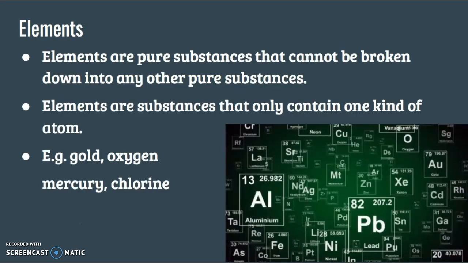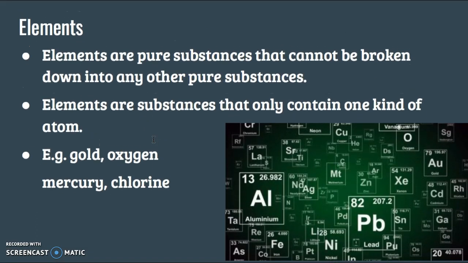So now we're going to move into elements, like the periodic table of elements. Maybe you'll recognize this picture in the bottom right from an awesome show. But elements are pure substances that cannot be broken down into any other pure substances. That's important because we'll be talking about these elements bonding together, and so those would not be an element. They can be broken down further, okay? They will only contain one kind of atom. So for instance, this would be gold, oxygen, mercury, chlorine. Again, anything you can find in the periodic table.